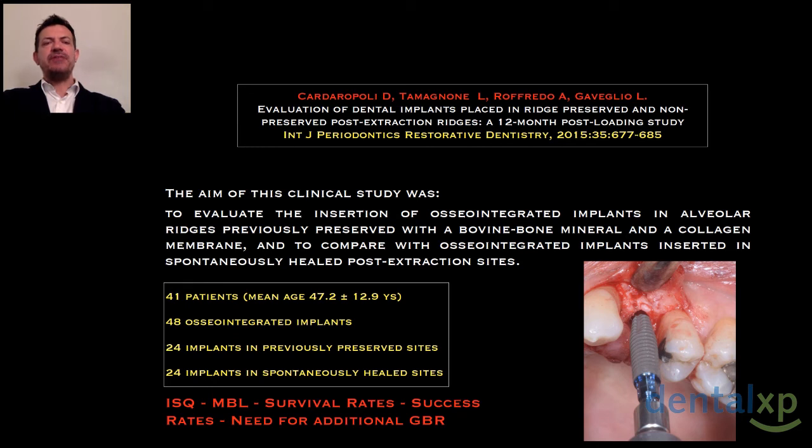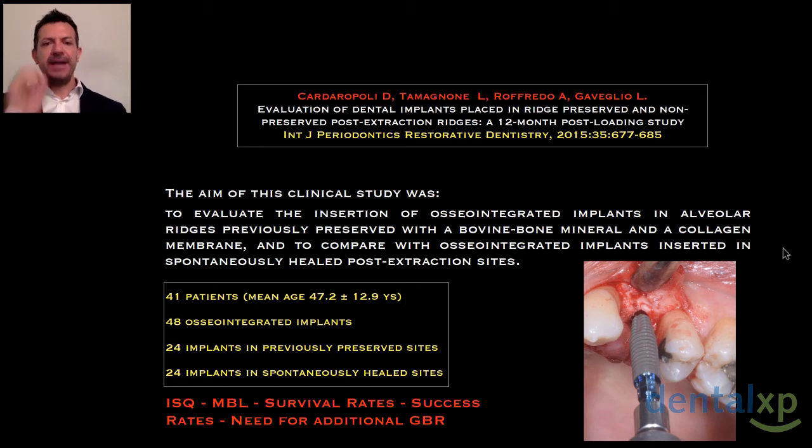So we wanted to understand if after 4 months from ridge preservation there is a real benefit from the ridge preservation or not, or if it is the same to place an implant in a previously preserved ridge or in a spontaneously healed ridge. And so we evaluated implant stability quotient, marginal bone level, survival rates, success rates, and the need for additional guided bone regeneration procedure the day of implant placement.